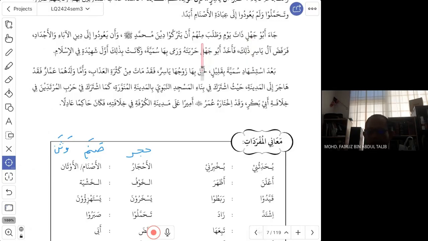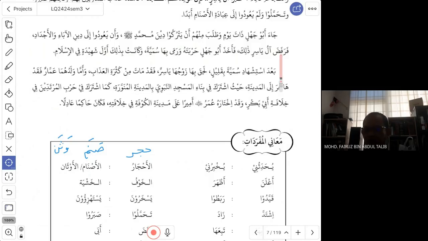Wa talaba minhum, and he asked them. Talaba means to ask or to seek. Minhum, from them. So he asked them to yatruku dina Muhammad, to leave the deen of Muhammad sallallahu alaihi wasallam. Wa an ya'udu ila dinil aba'i wal ajdad, and to return to the religion of their fathers and their grandfathers, their ancestors. Aba is the plural of the word abun, and ajdad is the plural of the word jaddun. So they asked them to return to the religion of their fathers and their grandfathers.